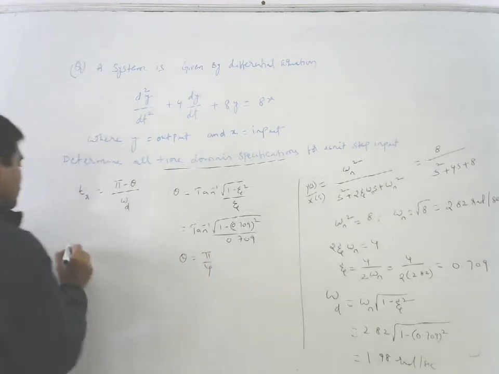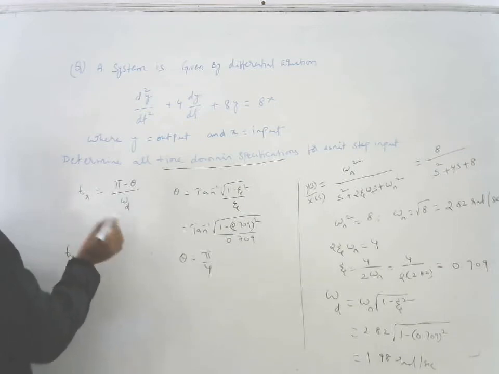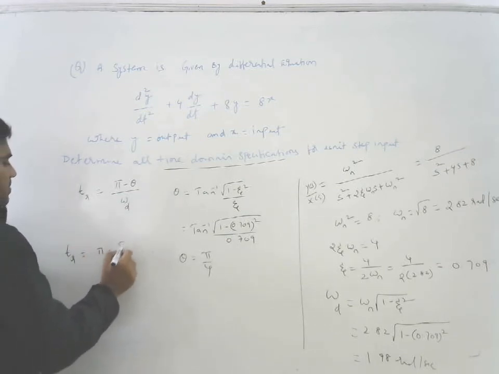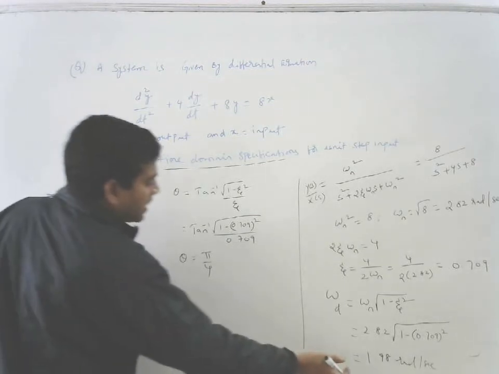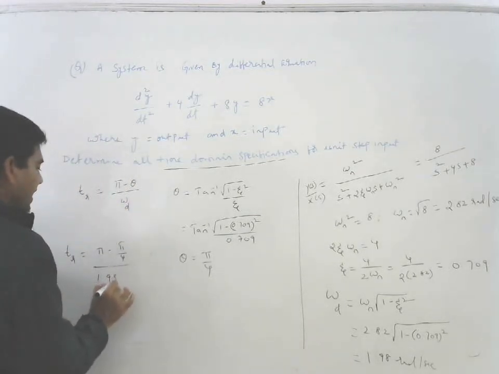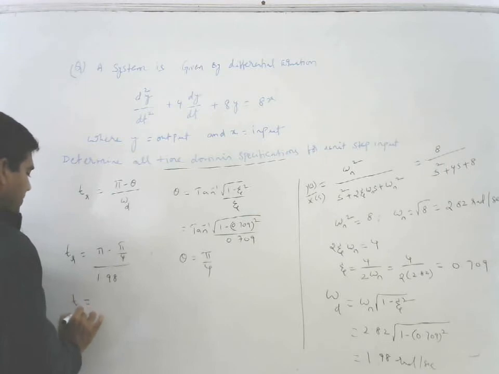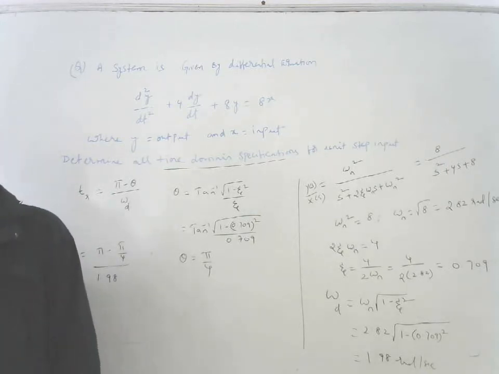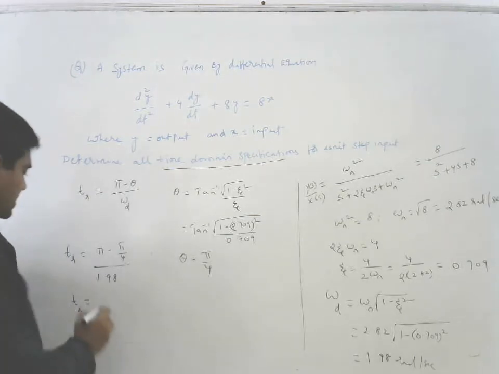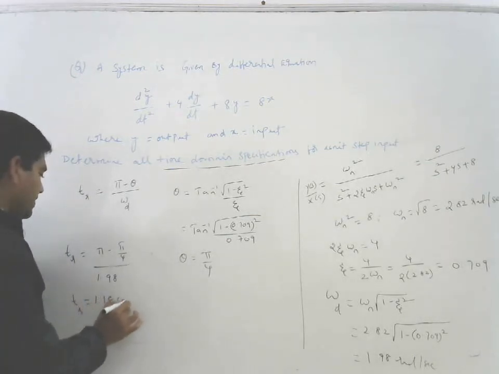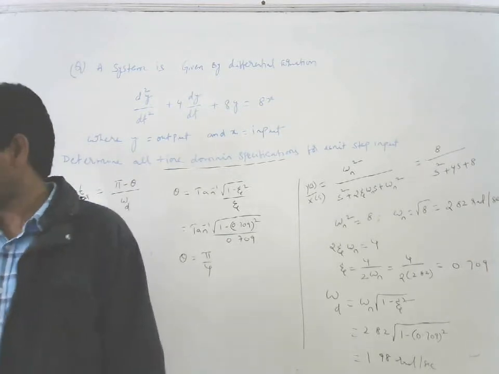Now substitute: Tr equal to pi minus pi by 4, divided by omega d value, which we already calculated as 1.98 radians per second. Simplifying, the rise time value we get is 1.18 seconds.